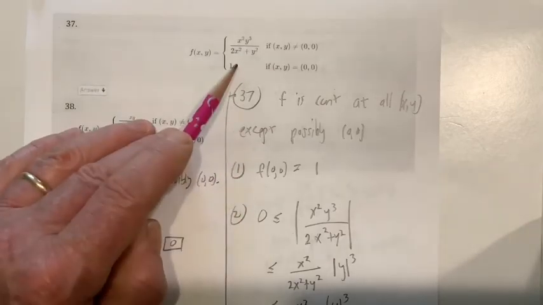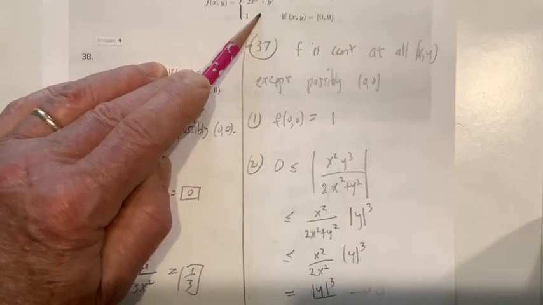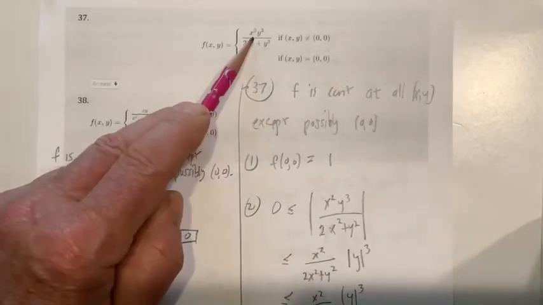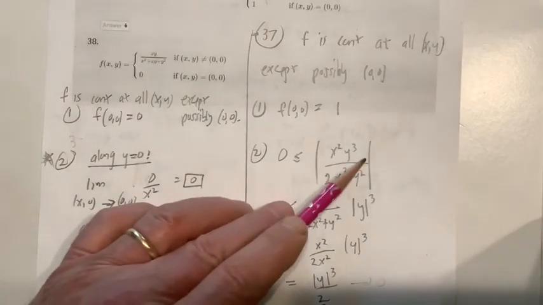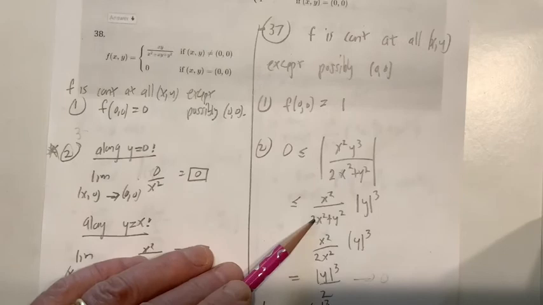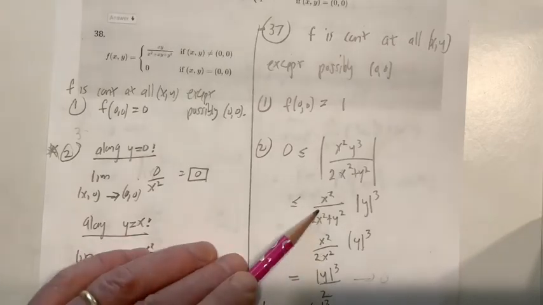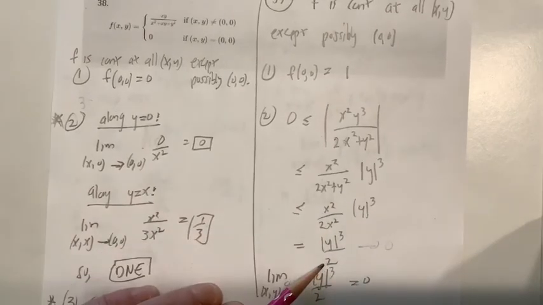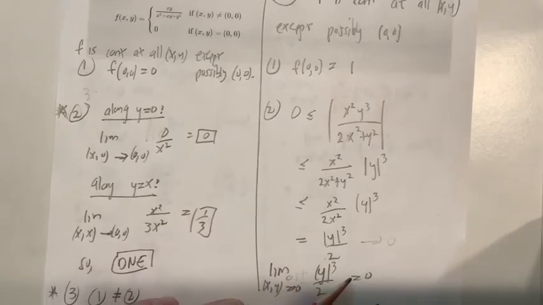Now, what is the limit? I'm going to show by the squeeze theorem that this limit is 0. How would you show that? Well, 0 is less than the absolute value of this, which can be written like this. I can break off the y cubed. Same idea. This is less than or equal to this, because this has a bigger denominator. So that this becomes 1/2. So this goes to 0. The limit of this is equal to 0.